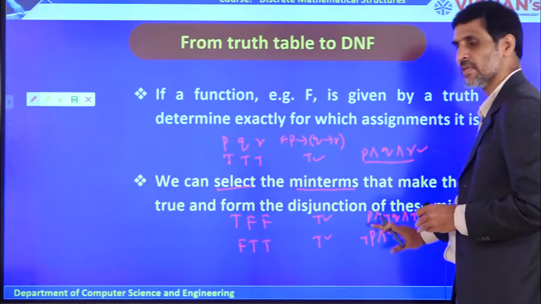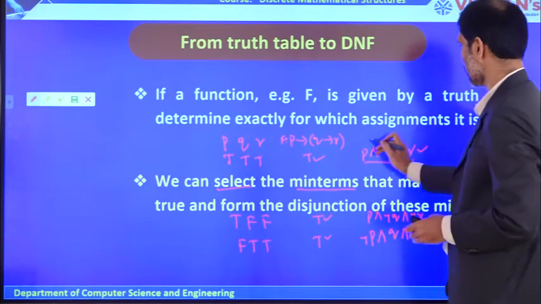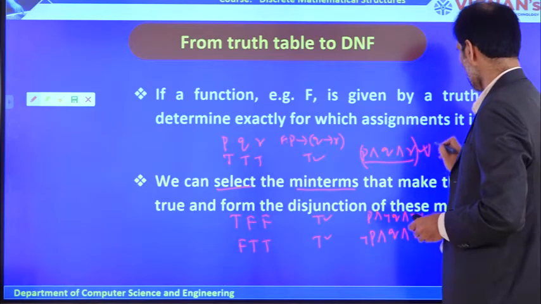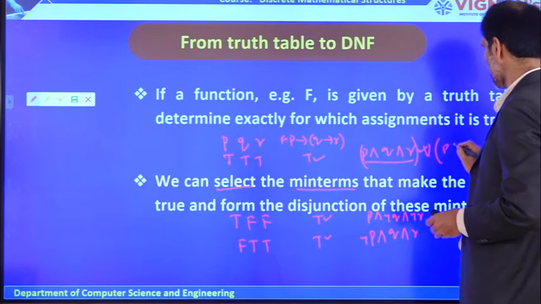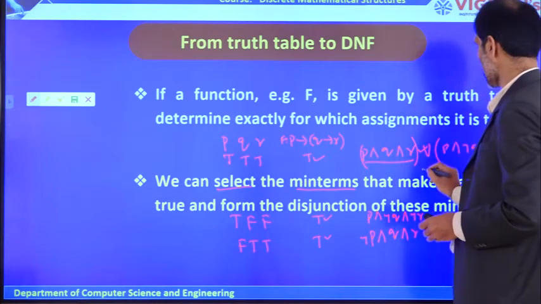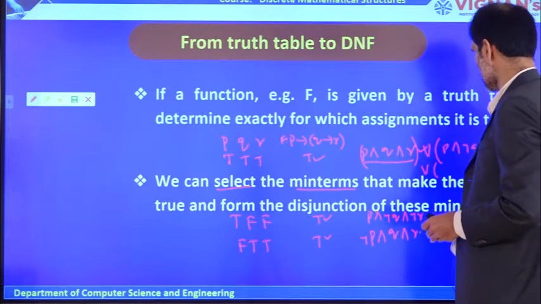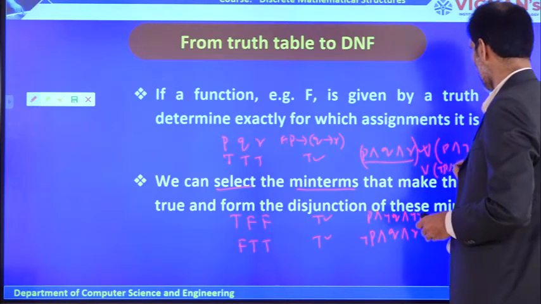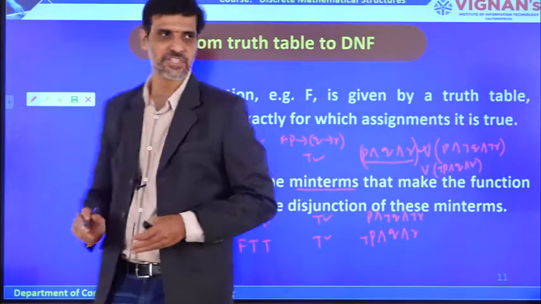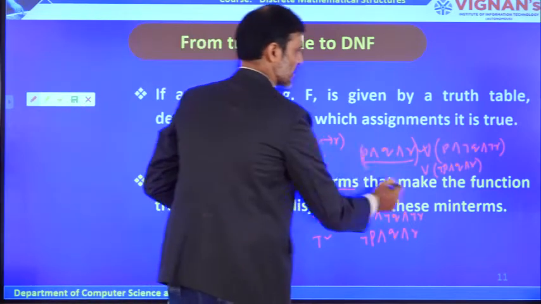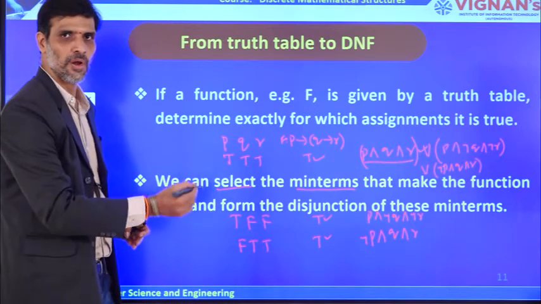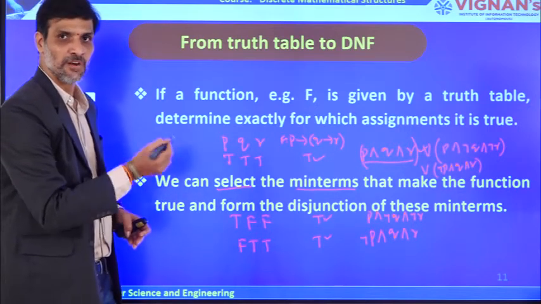Once you get these minterms, take the disjunction of them. Disjunction of these minterms means the first minterm, or the second minterm, P and negation Q and R, and then you have to take the third one, negation P and Q and R. Like this you have to take the disjunction of minterms. If you take the disjunction of minterms like this, then that is what we can call disjunctive normal form.